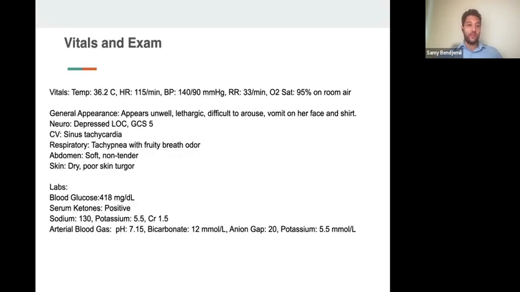As she arrives to the emergency room, her vitals show a heart rate of 115, so she is a little tachycardic. Her blood pressure is normal, but she has a respiratory rate of 33. In general, you can tell that she is unwell, lethargic, difficult to arouse, and has vomit on her face and on her shirt. A GCS score of 5 is obtained, and other significant lab values are a glucose level of 418, positive ketones in the serum, and a relative hyperkalemia, as well as acidosis and decreased bicarbonate on the arterial blood gas.